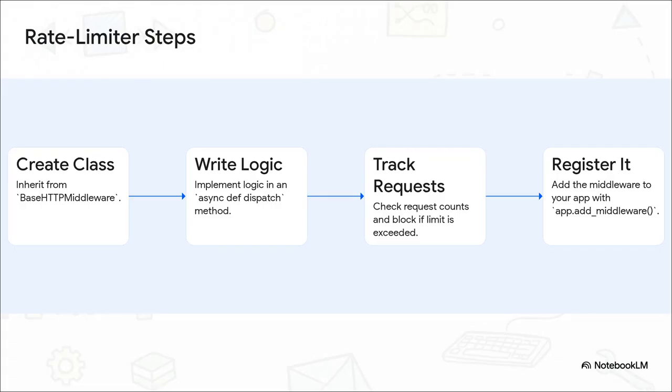So here's a great real-world example. Let's say you want to stop someone from hammering your API with thousands of requests a second. You can build a rate limiter with middleware. The process is pretty straightforward, as you can see. You just create this little agent that sits there, watches the IP address of every request, keeps a count, and if someone goes over the limit, bam, it blocks them. And the best part? You write that logic once, and it protects your whole API.